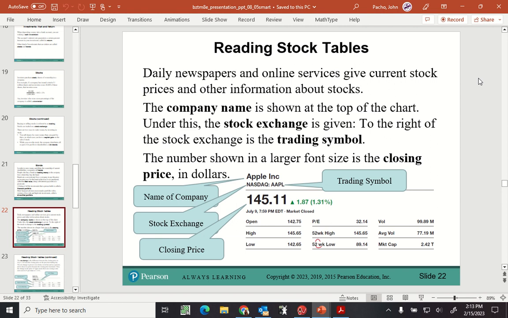So average volume. On an average day, it was 77 million traded each day. Market cap. How much is the Apple company worth? $2.42 trillion.